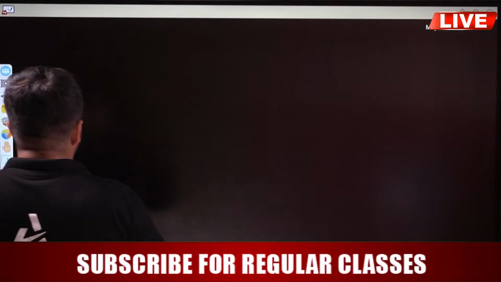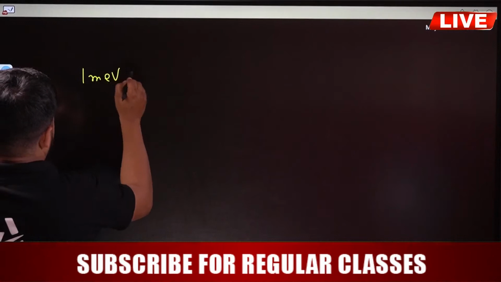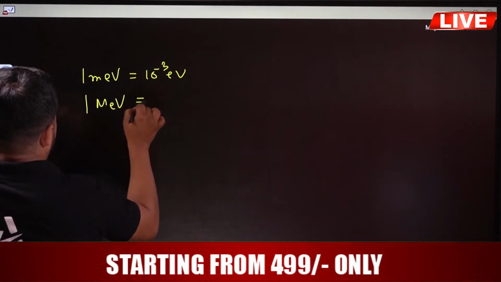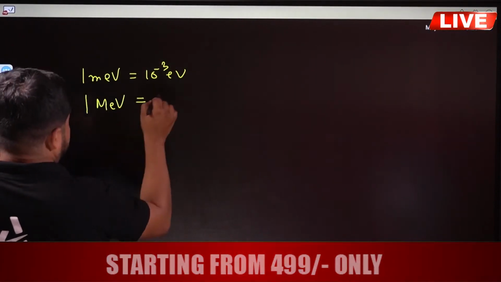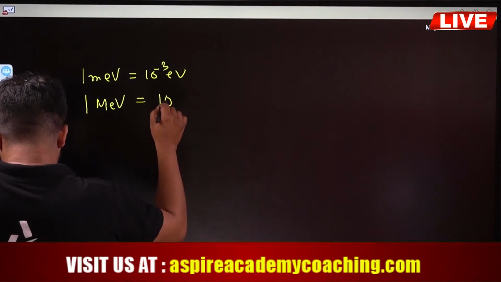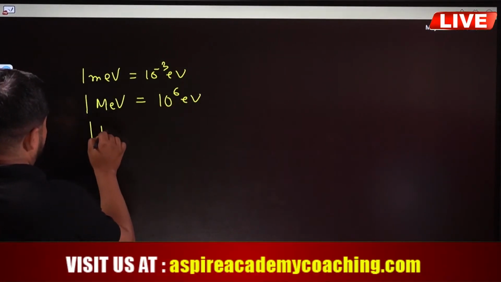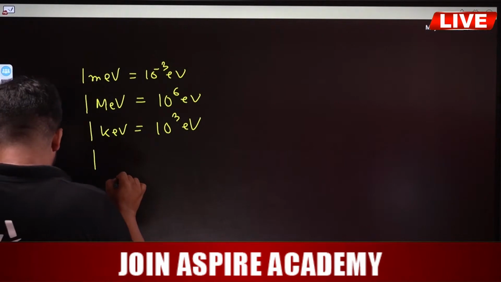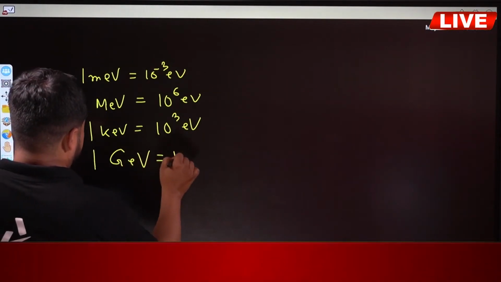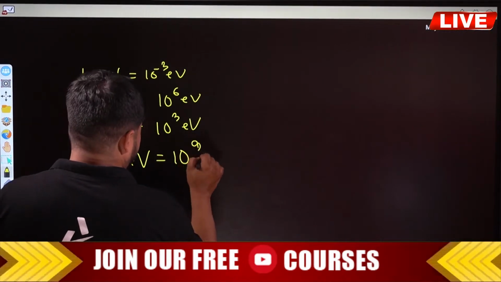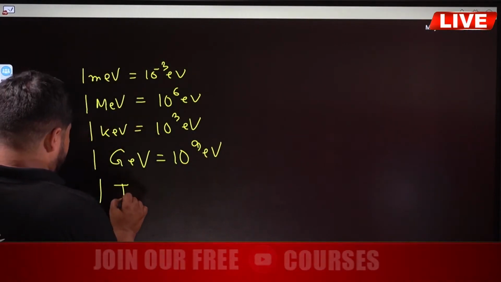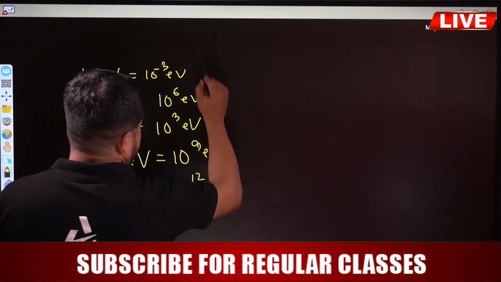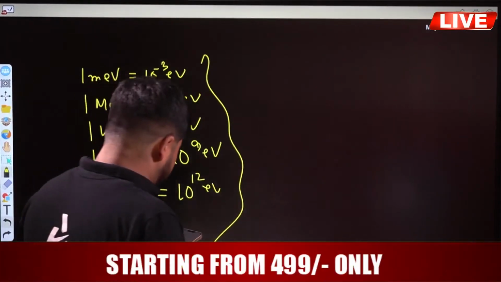So in this way, 1 milli electron volt is equal to 10 to the power minus 3 electron volt. 1 mega electron volt, in this way you can calculate, means 10 to the power 6 electron volt. 1 kilo electron volt is equal to what? 10 to the power 3 electron volt. 1 giga electron volt is 10 to the power 9 electron volt. 1 tera electron volt is 10 to the power 12 electron volt. So these are some bigger and smaller units of electrostatic potential energy.